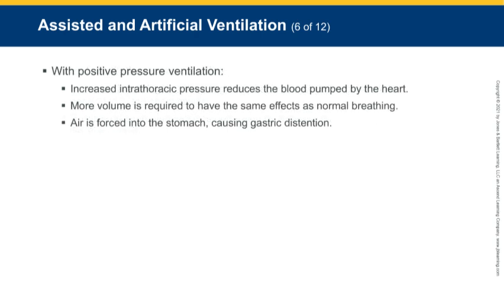When providing positive pressure ventilation, be mindful of potential complications: increased intrathoracic pressure, which can reduce blood return to the heart; excessive tidal volume, leading to lung overexpansion and barotrauma; and gastric distension, which increases the risk of vomiting and aspiration. To minimize these risks, ventilate at the appropriate rate and volume, ensuring only visible chest rise with each breath.